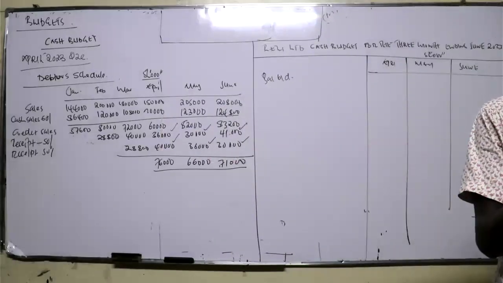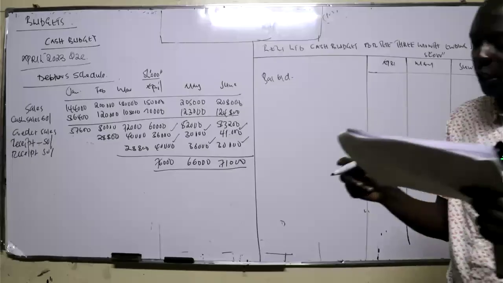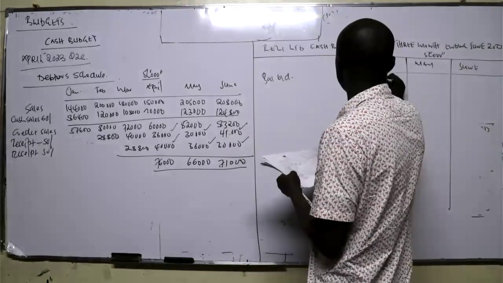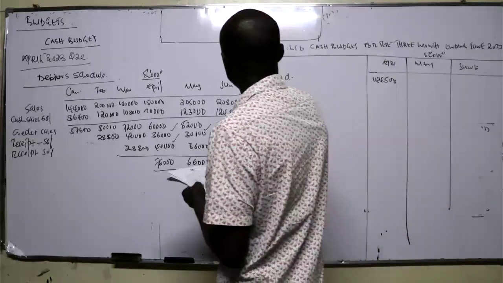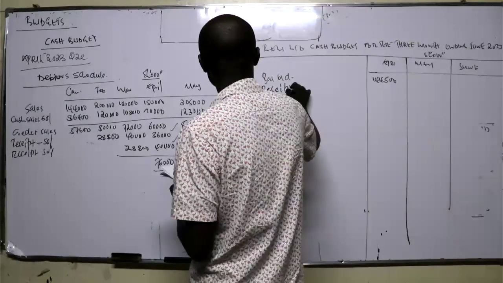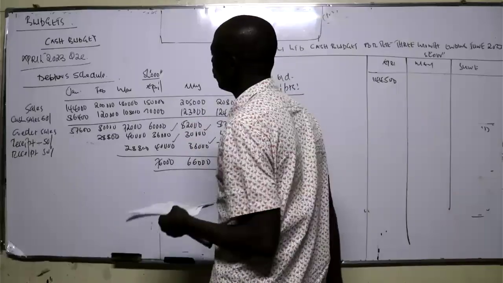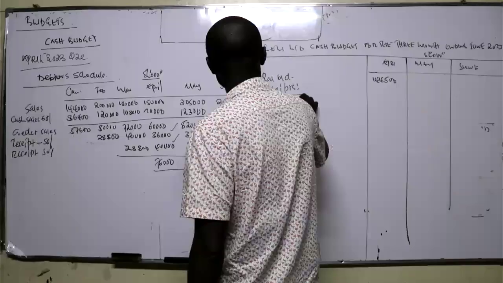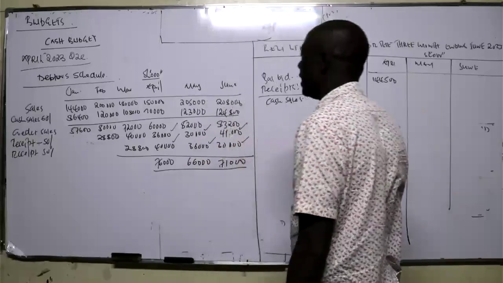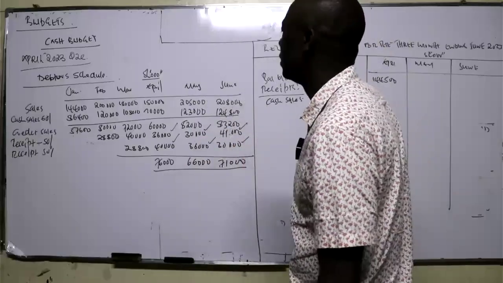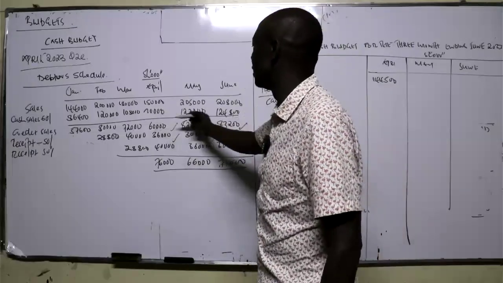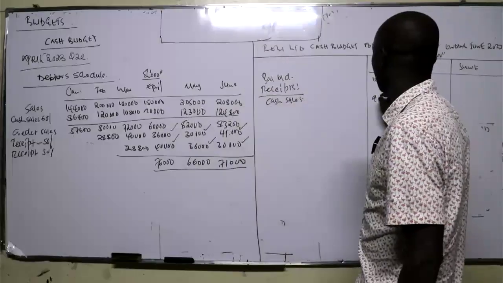The cash balance as at 1st April 2023 is estimated to be 144.5. Then you write here receipts. You are going to receive cash sales, so here we have cash sales. They are receiving money from cash sales. In April, what is the total cash sales? 90,000.